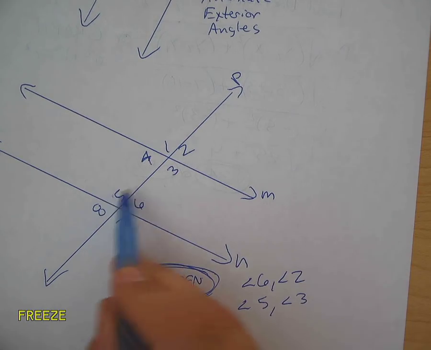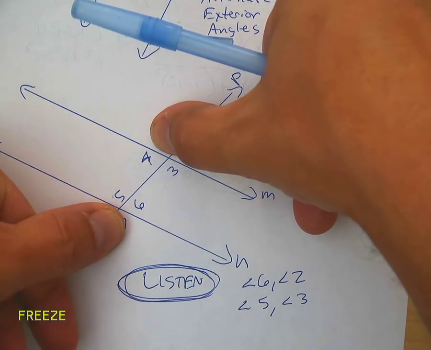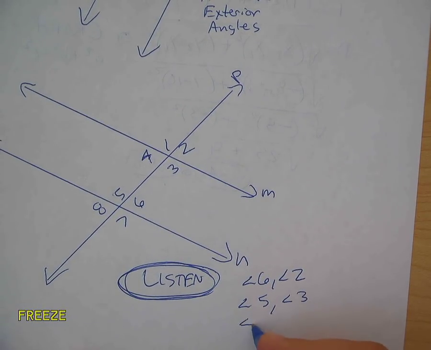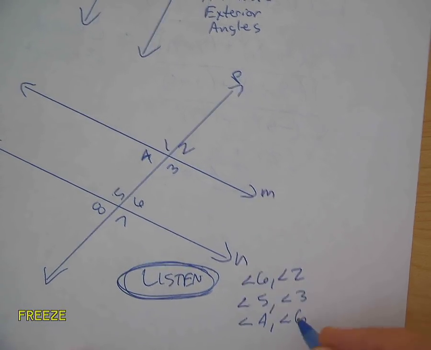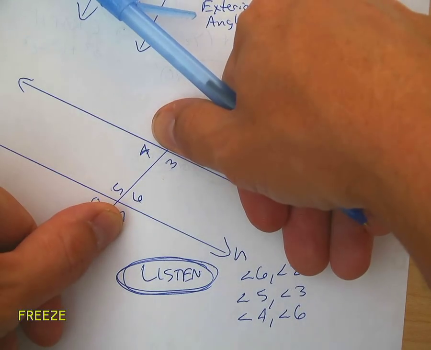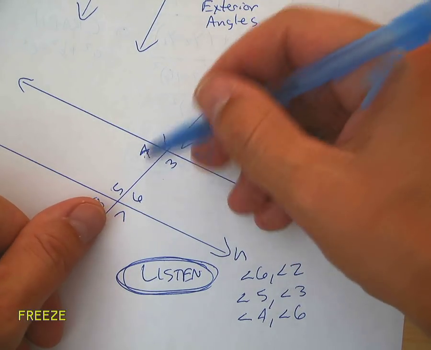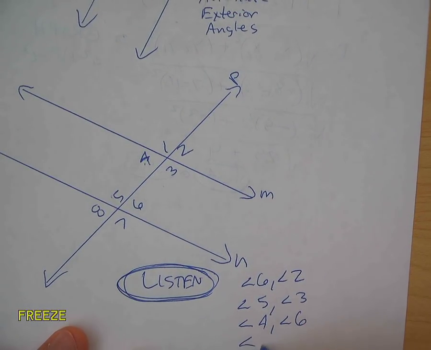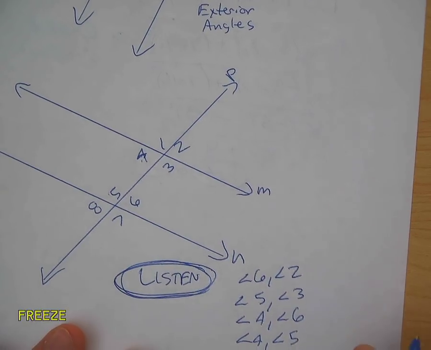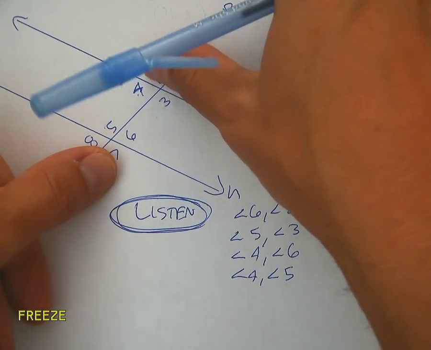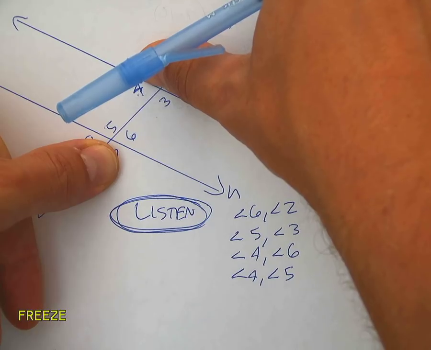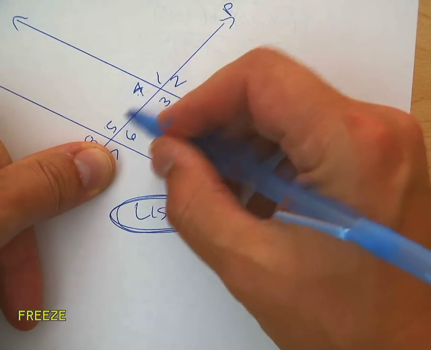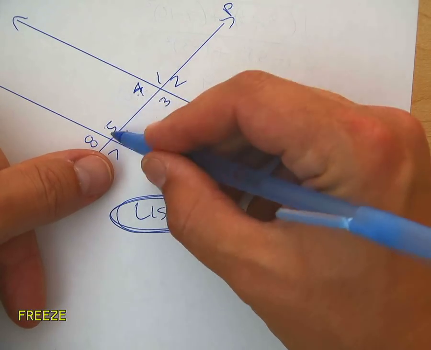5 and 3 are alternate interior angles because they're inside the parallel lines in alternate spots. 4 and 6 are also alternate interior angles. They're inside the parallel lines, alternate spots. Okay. 4 and 5 are both also inside the parallel lines, but they are in consecutive positions. So those are consecutive interior angles.